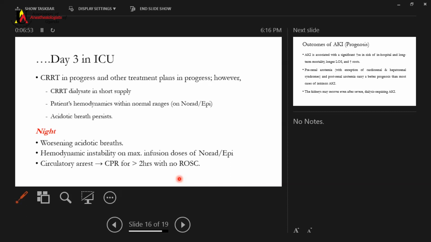So in the night, the breaths became worse. Towards early morning, the patient went into hemodynamic instability with unrecordable blood pressures, despite infusions of noradrenaline and adrenaline, and went into a cardiac arrest, or what I described there as circulatory arrest. CPR was initiated and continued for longer than 2 hours, but there was no return of spontaneous circulation, and we lost the patient.